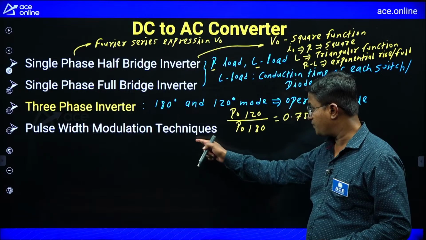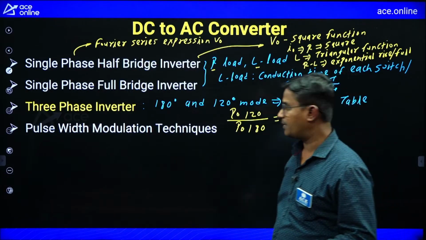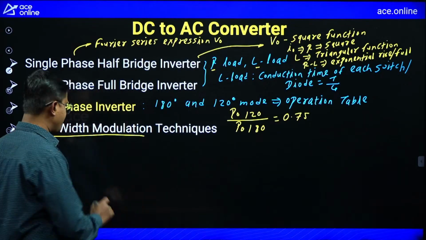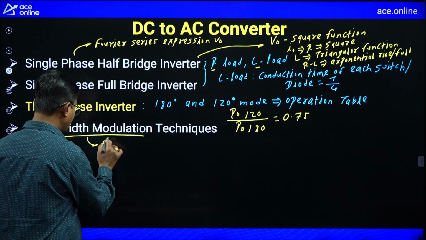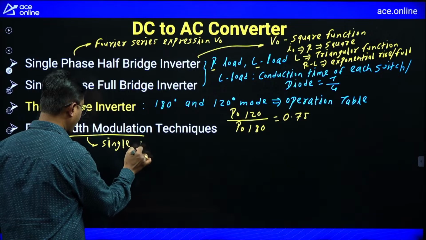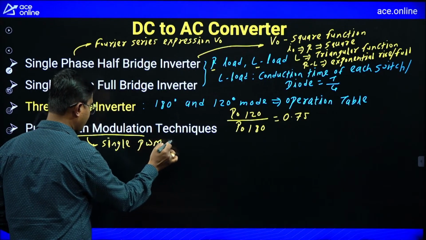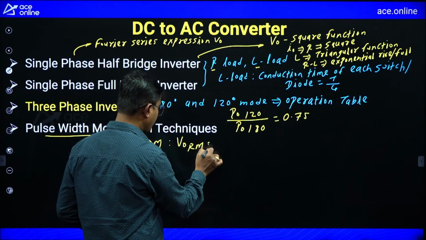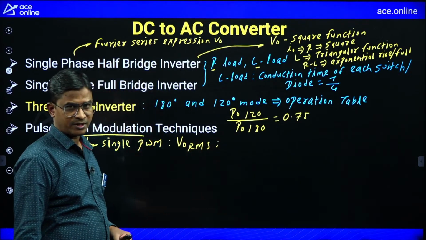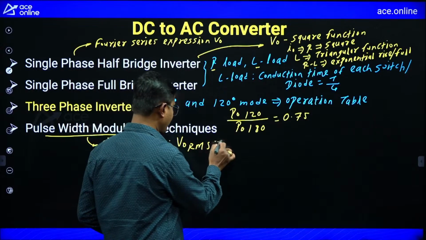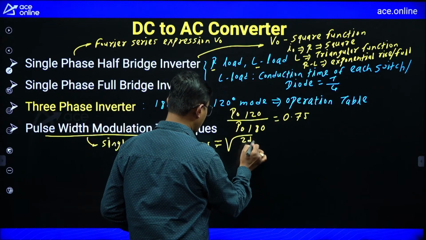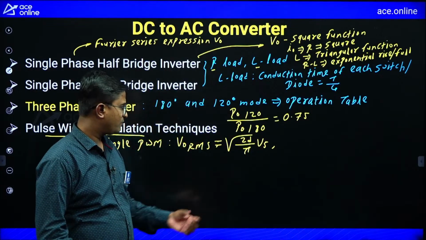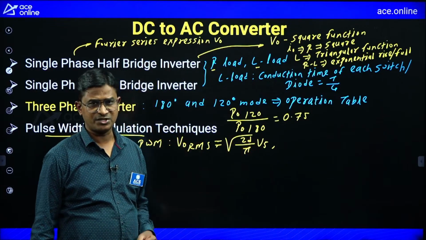Next, pulse width modulation technique, important bit. In pulse width modulation, single pulse width modulation, single PWM, your V0 RMS expression is important. What is the V0 RMS expression? It is square root of 2D by pi into Vs simply. 2D is the pulse width.